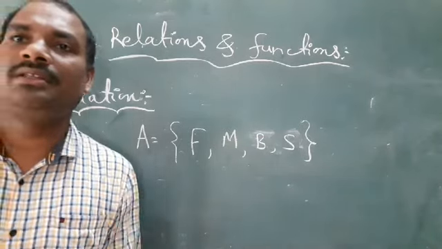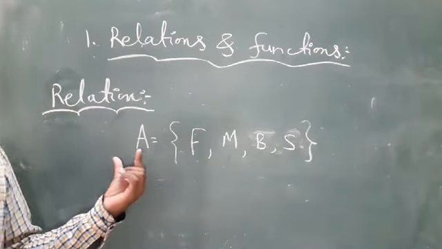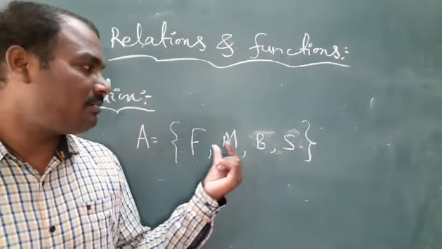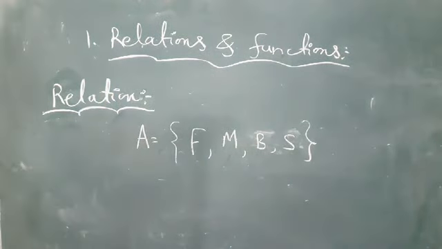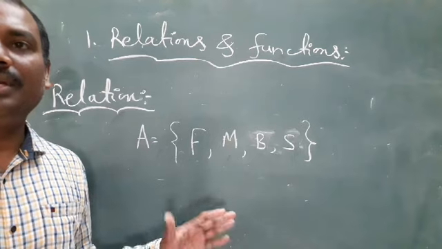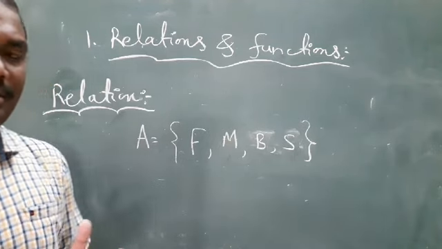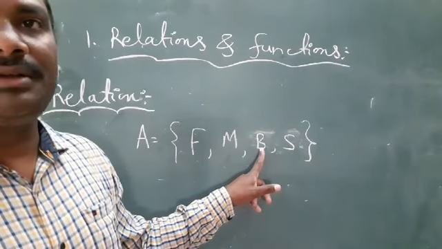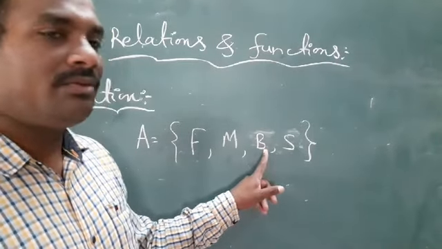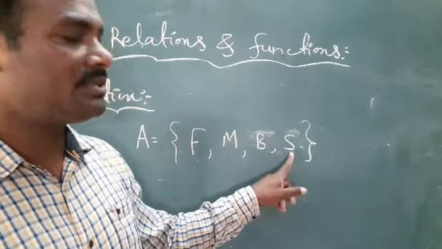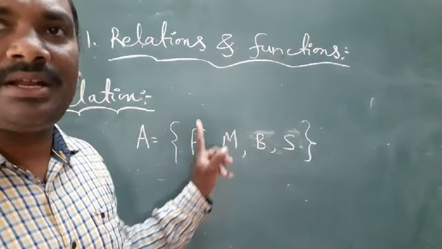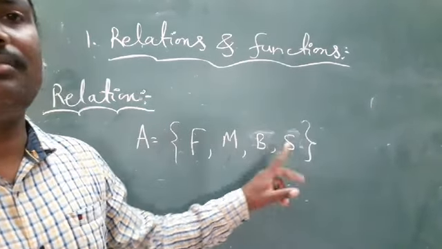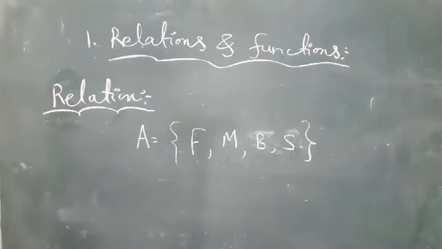In our family, there are four persons. Let us take set A equals father, mother, brother, sister. Here we can discuss the father-mother relation, the wife and husband relation, the father and son relation, the father and daughter relation, the mother-son relation, the mother-daughter relation. Some relation is there. Okay, we know that.